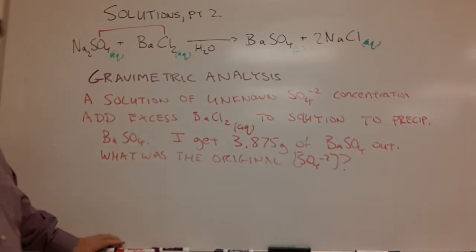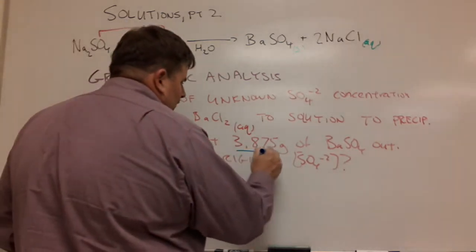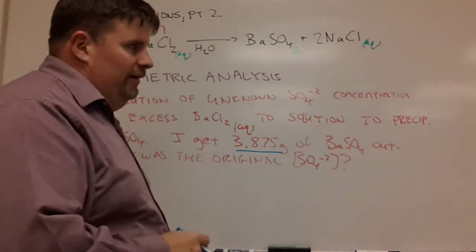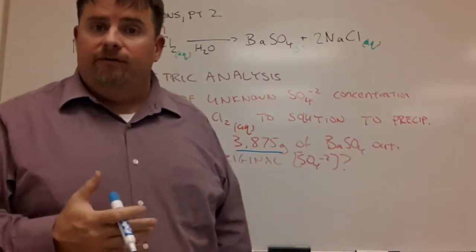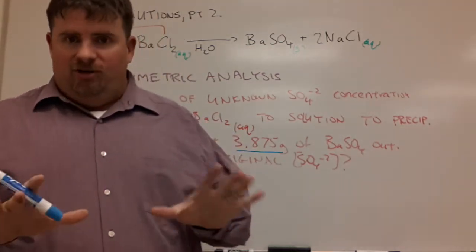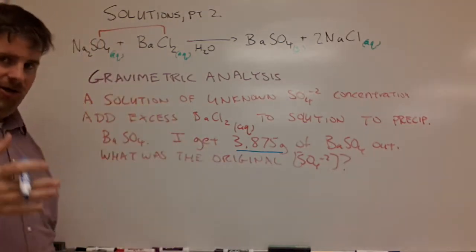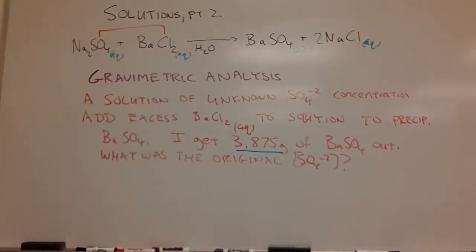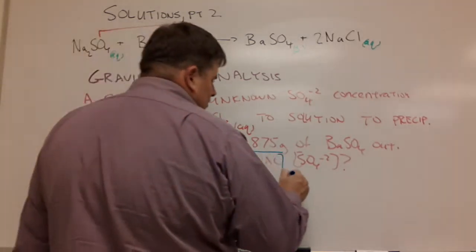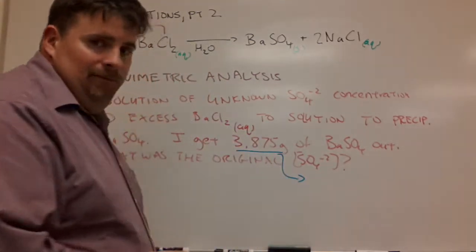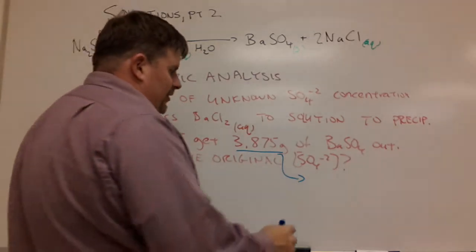Well, we've got 3.875 grams of barium sulfate. Now, you've all been trained very well in high school to look for the number, then use that number to try to solve the word problem, okay? It's going to work in this case. So 3.875 grams of barium sulfate. We're going to use this to get what? The moles of barium sulfate. Very good.